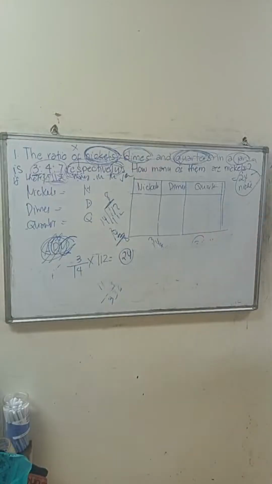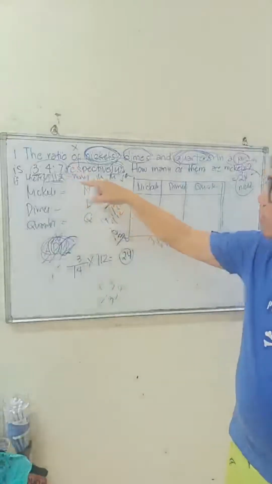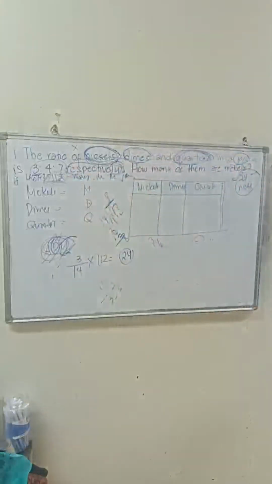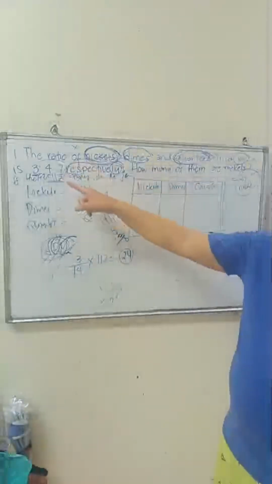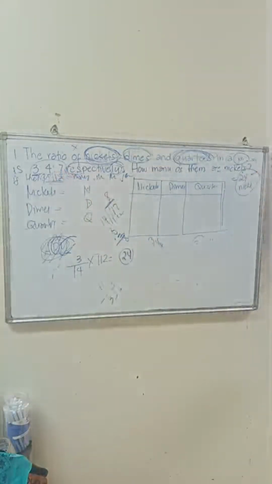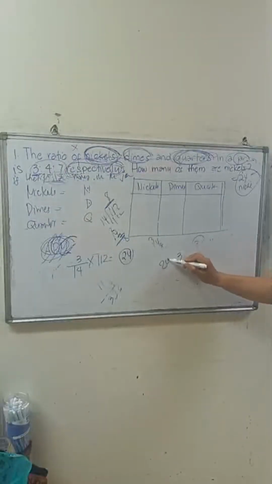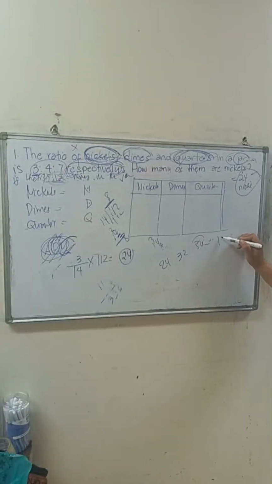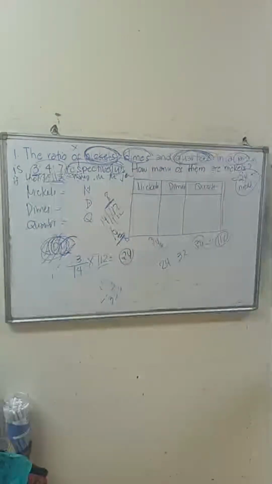Now, the third method is through tabulation. Get the point? If you try to get the value for each, it's the same story. You divide 112 by 14, which is 8. Then you multiply each with 8. 3 times 8, 24. 4 times 8, 32. 7 times 8, 56. Then 24 plus 32 plus 56 gives the same answer of 112, to check. Perfect.